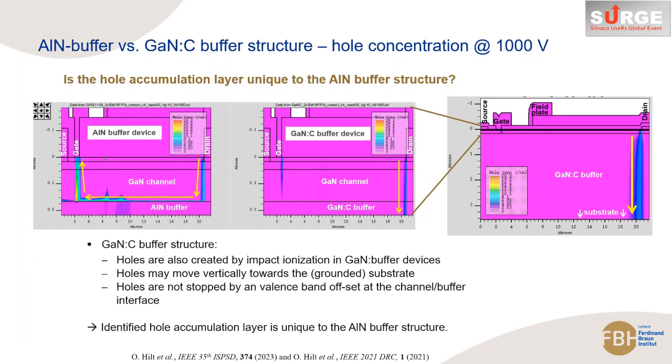For comparison, we have looked on simulation results of similar device with conventional carbon-doped GaN buffer structure. In carbon-doped GaN buffer structure, holes are also created by impact ionization. Holes may move vertically towards the grounded substrate, but holes are not stopped by the valence band offset at the channel buffer interface. Therefore, we have identified that the hole accumulation layer is unique to the aluminum nitride buffer structure.